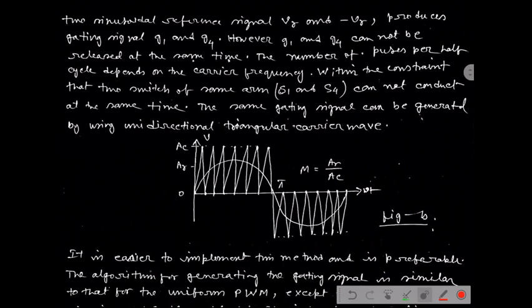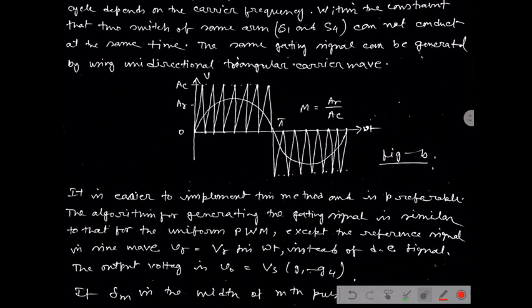Now, if we are trying to maintain a uniform pulse width in the gating pulse, then the sine wave reference signal can be replaced by a triangular shaped waveform. Then every coincidence point will remain the same, and it will produce the same width of the pulses, the appropriate G1 and G4. I have discussed so many things, so just keep it in your mind.